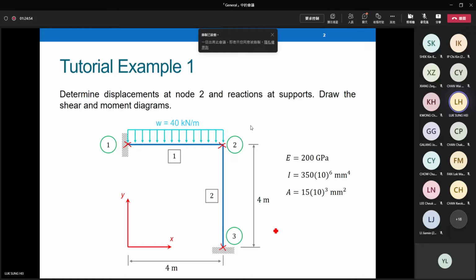Ready? Example 1. 2 members, 1 and 2. Suppose we are going to solve this problem using the stiffness method. Then what you have to do firstly is discretize the structure into different members. Here we can see that we have element 1, a horizontal member, and element 2, a vertical member. You can at the same time assign the code number for each node: horizontal, vertical, rotation, horizontal, vertical, rotation.